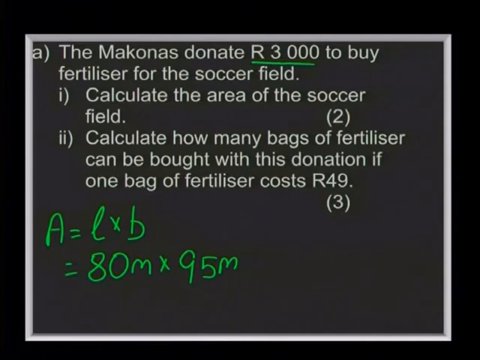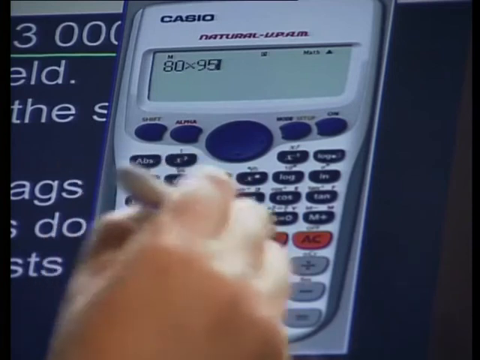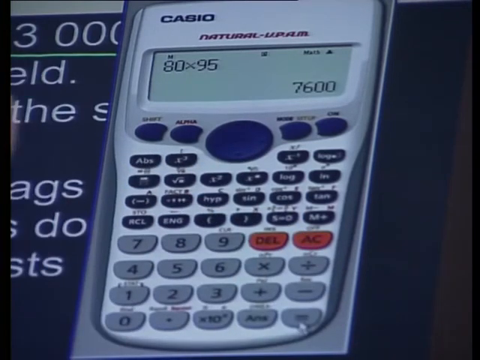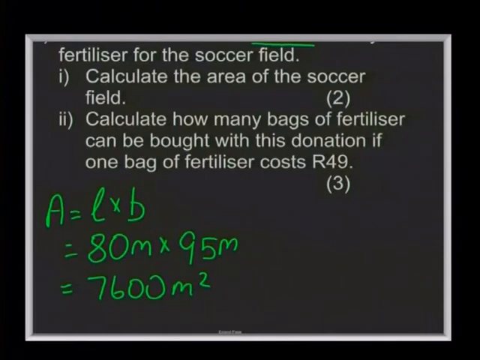And now let's use our calculator to calculate the area. 80 meters times 95, and we get 7,600. And our unit is meters squared. Now this question didn't specify which unit to give our answers in. So in that case, any unit would make sense, but we're dealing with meters, so let's not complicate things, and let's give our answer in meters squared.